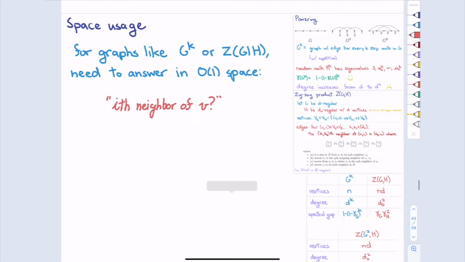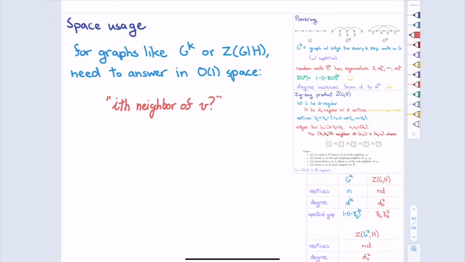All right. So let's address some of the space components. You imagine doing this zigzag product combined with g squared several times, but you never actually build the graph out explicitly because that would take up too much space. So I need to be able to pretend to do a random walk on the final graph without actually building it. To do that, I just need to be able to answer questions like, given a vertex, what's the 10th neighbor? And if I can answer that question well, that's all I really need to do a random walk.